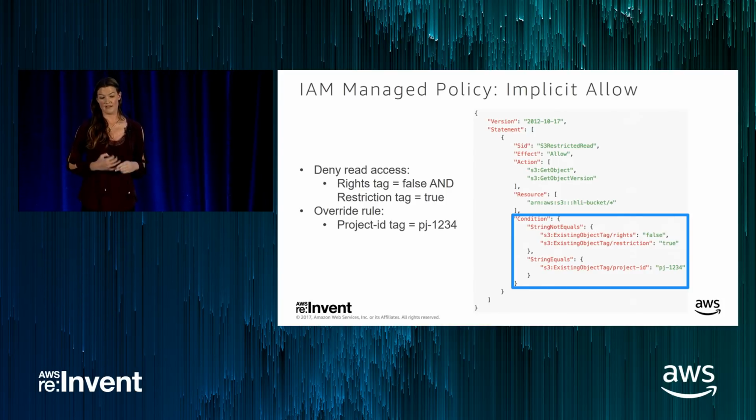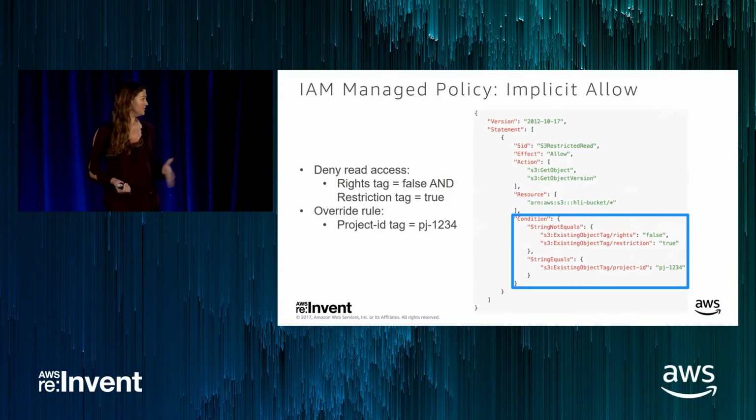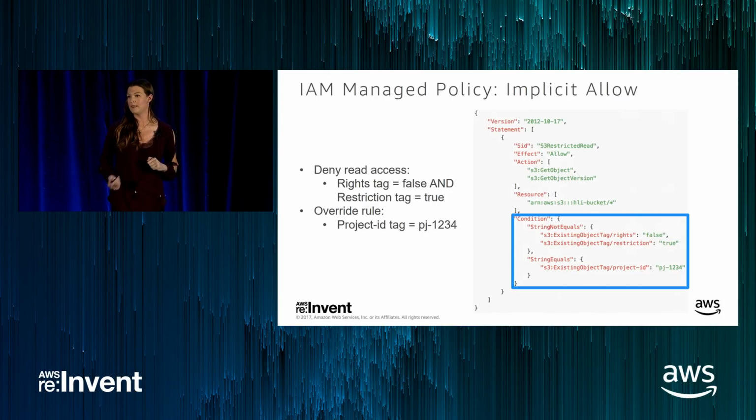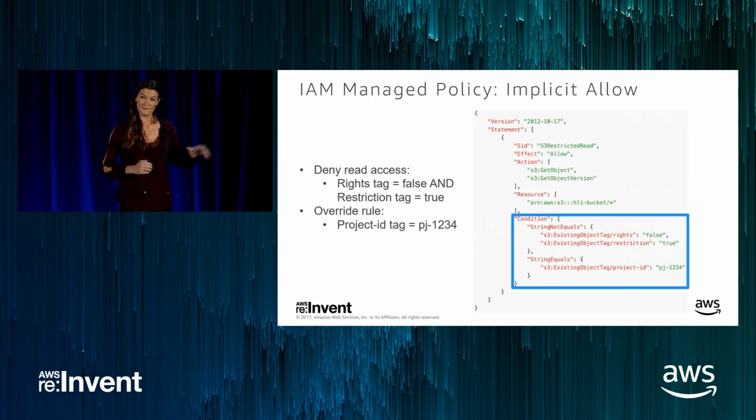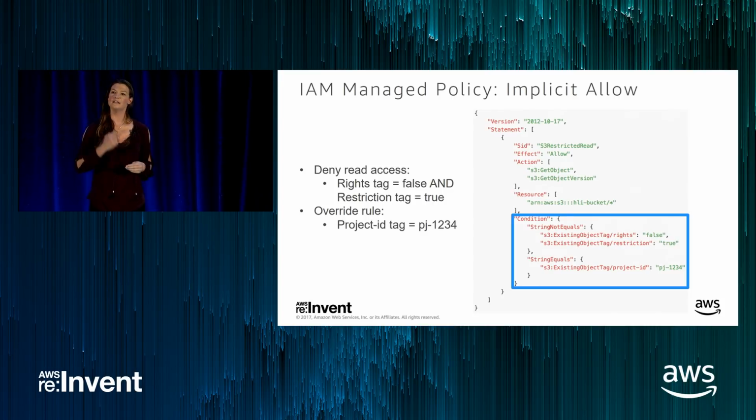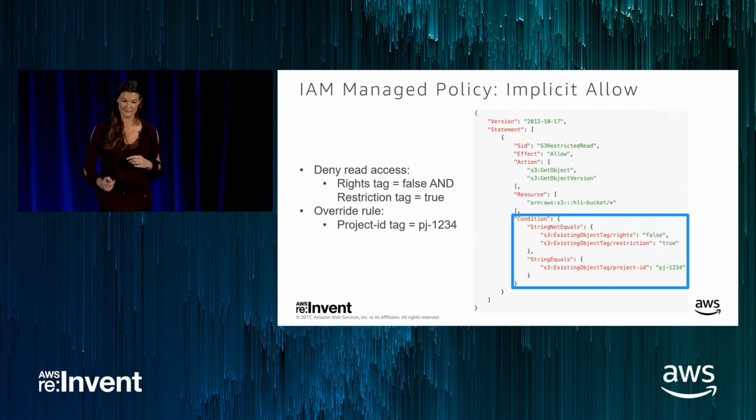The second condition leaves it available for having a project ID in there. And in this case, the project ID is PJ-1234. So later on, we can take roles and map it to that particular tag and say, hey, even if this is restricted, if there's this project ID tag, allow this role to have access to this object.